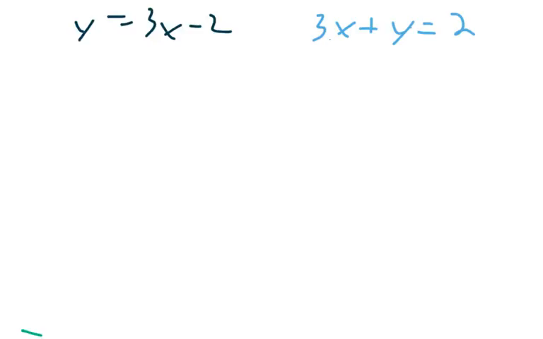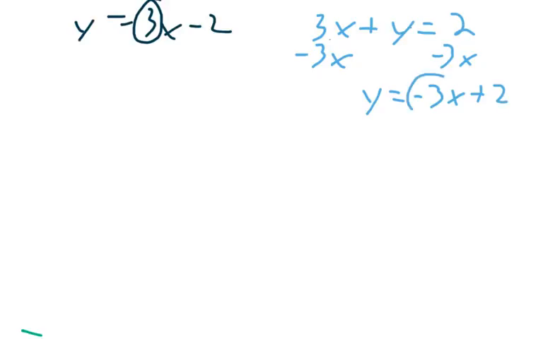In part B, the first problem is already finished. We have a slope of 3. For the second equation, I subtract 3x. I get y equals negative 3x plus 2. And this has a slope of negative 3. Even though these are opposite, they are not reciprocal, so my answer here is neither.